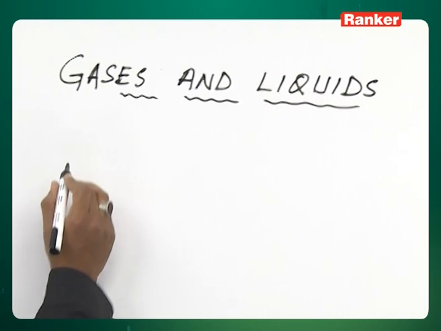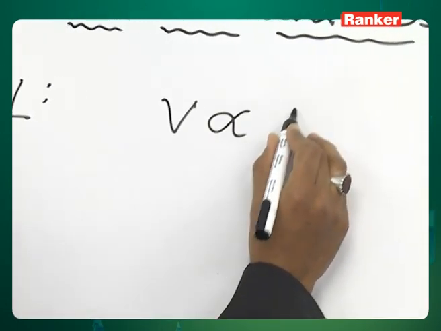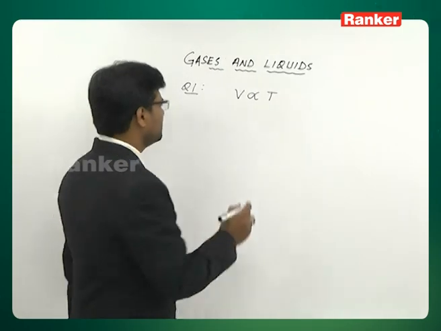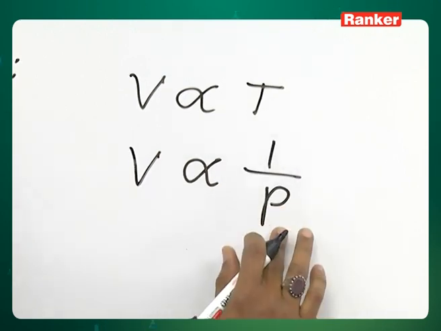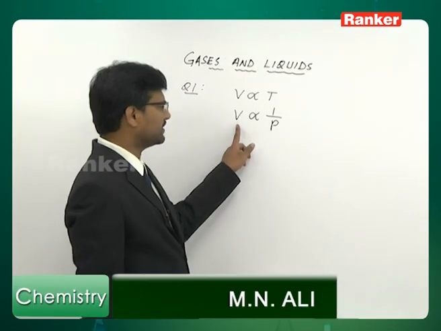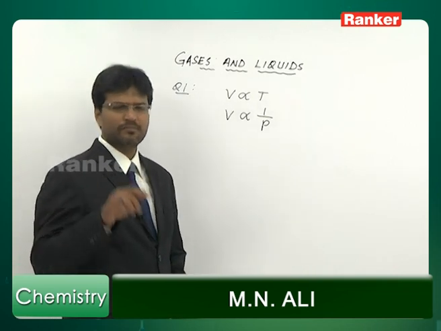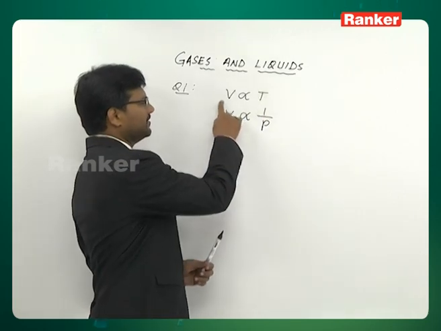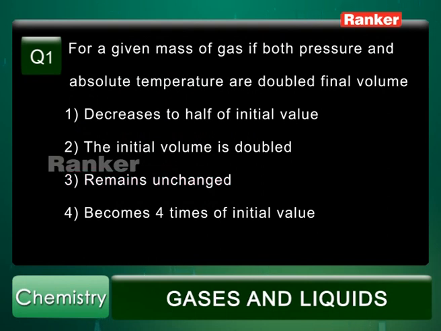See, volume of gas is directly proportional to absolute temperature. If you double temperature, volume will be doubled. And volume is inversely proportional to pressure. That means if you double the pressure, volume becomes half. So what we are doing here is we are doubling pressure as well as temperature. We are doubling this as well as this, so volume does not change. So the answer is third option. Volume remains unchanged.